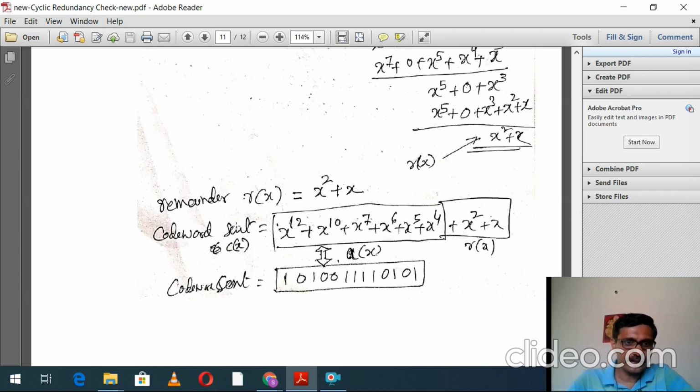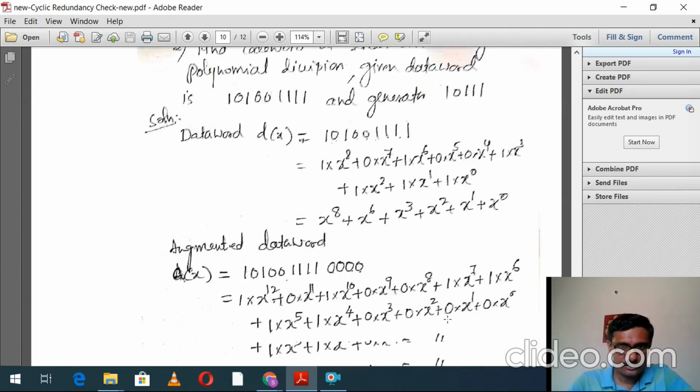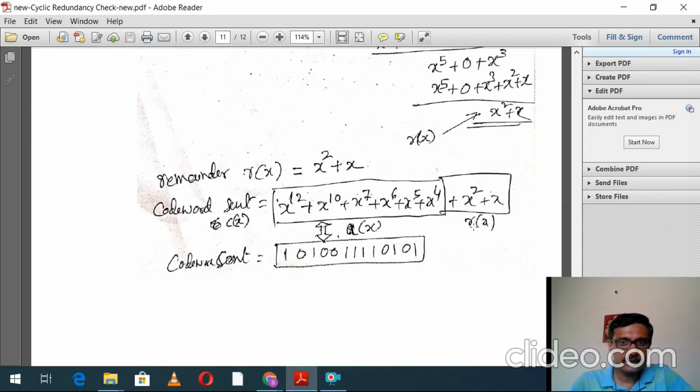So the code word sent is, first you take the data word part, not the augmented data word, simply the data word, plus the remainder part. So this one, your data word, plus the remainder, will give you the code word sent. This is a polynomial and its binary representation is this. So this is the code word sent. This is polynomial arithmetic. It's very easy to identify and very easy to perform the operations. Therefore this is normally used.